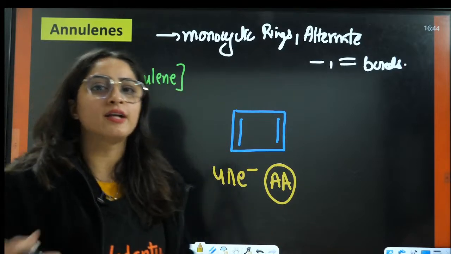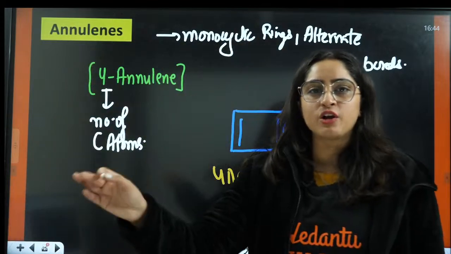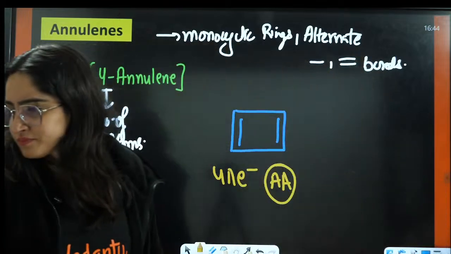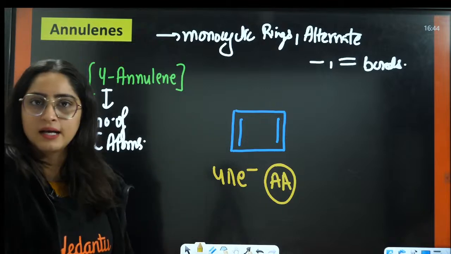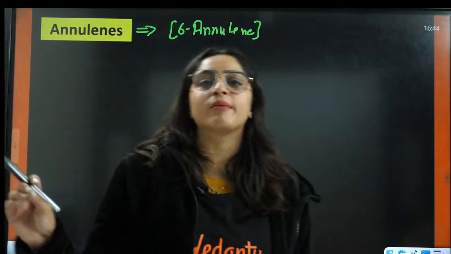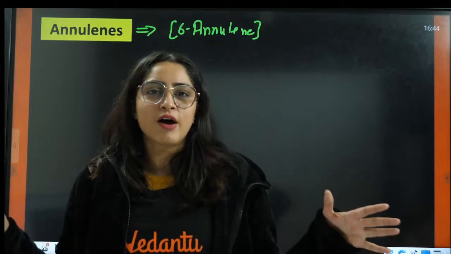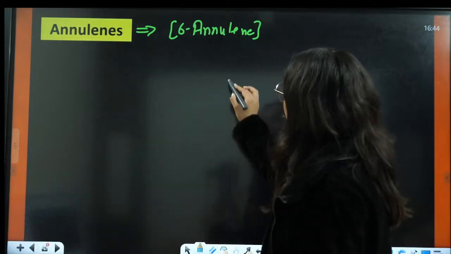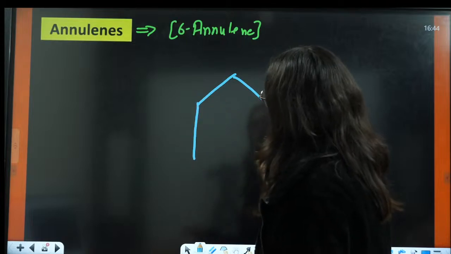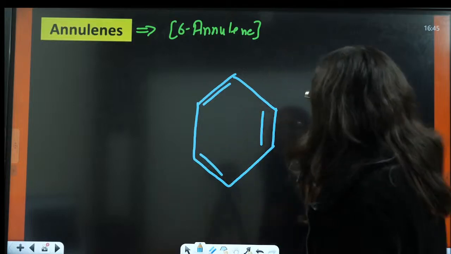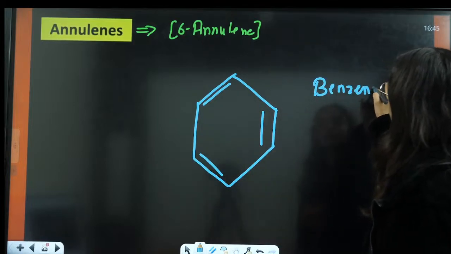So they can ask you in the exam, what is 4-annulene? Anti-aromatic, non-aromatic, none of these, or something like that. So this is anti-aromatic. Understood? Now coming to the next, 6-annulene. 6-annulene is a very famous annulene, one of your favorite annulenes. 6-annulene is 1, 2, 3, 4, 5, 6 carbons, then alternate single and double bonds. What is this? This is benzene. 6-annulene is nothing but benzene.